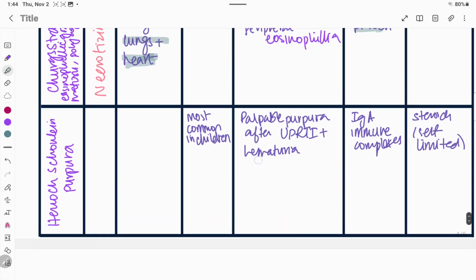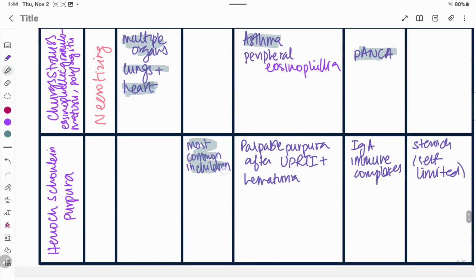Henoch-Schönlein purpura is most common in children. What is the presentation? Palpable purpura. After what? Upper respiratory tract infection, and hematuria. Because it's an IgA nephropathy. IgA immune complexes are being deposited. So this is IgA nephropathy, hematuria. What is the treatment? Steroids is the treatment because it is also self-limited, but steroids is the treatment.